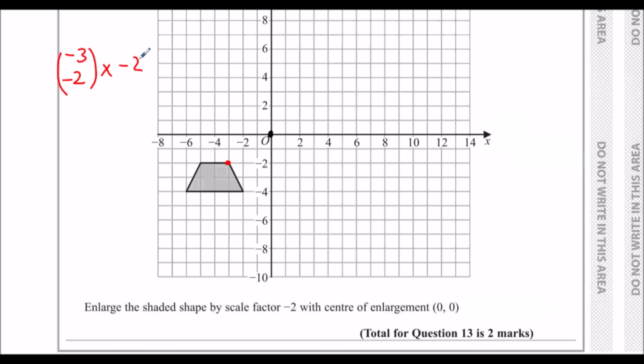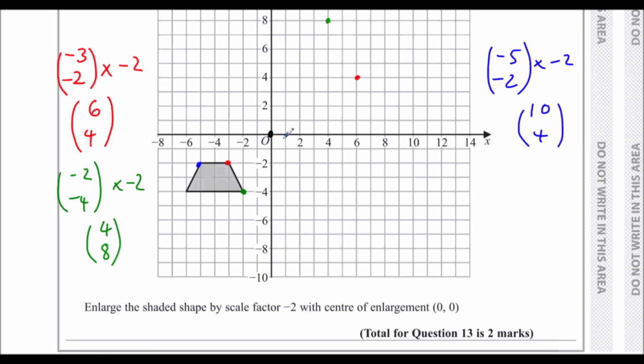Our blue point here was left 5, down 2, (-5, -2). Times it by -2 will get us to 10, 4. So right 10, up 4. And let's have a purple point. Left 6, down 4. Times it by -2 will get us to 12, 8. So right 12, up 8. And then we'll just join those points together. And there is our enlarged shape.